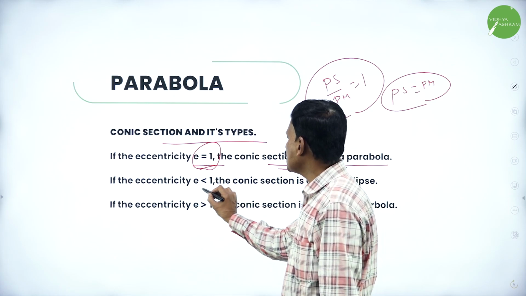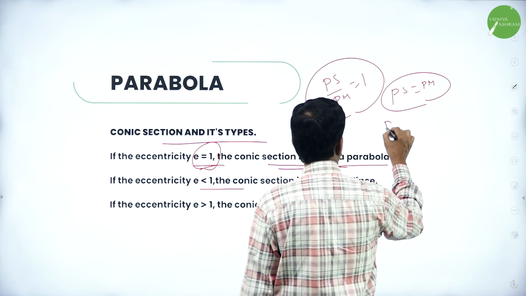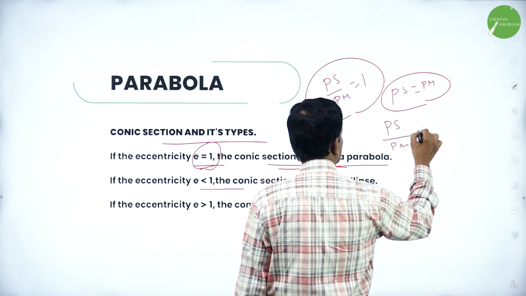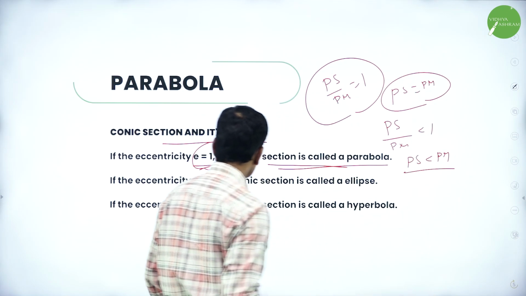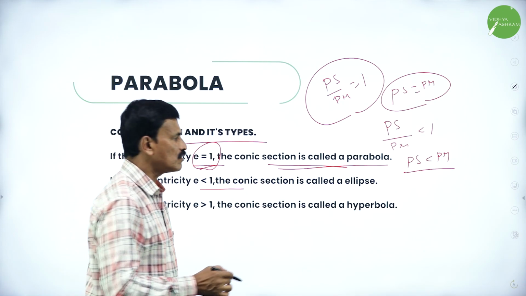Suppose the eccentricity is less than 1, that is, PS by PM is less than 1, meaning PS is less than PM. Then the conic is called an ellipse.